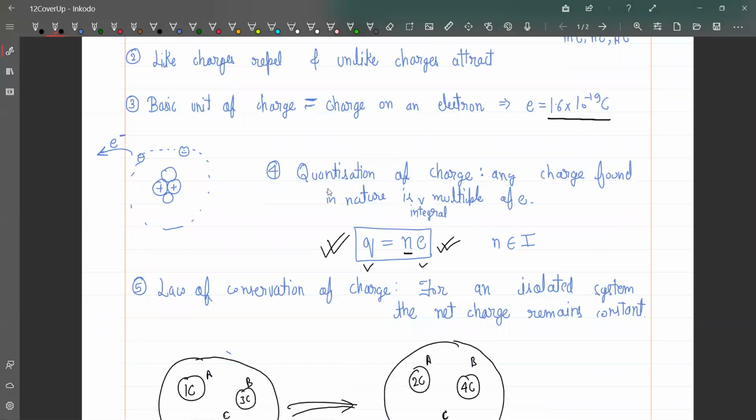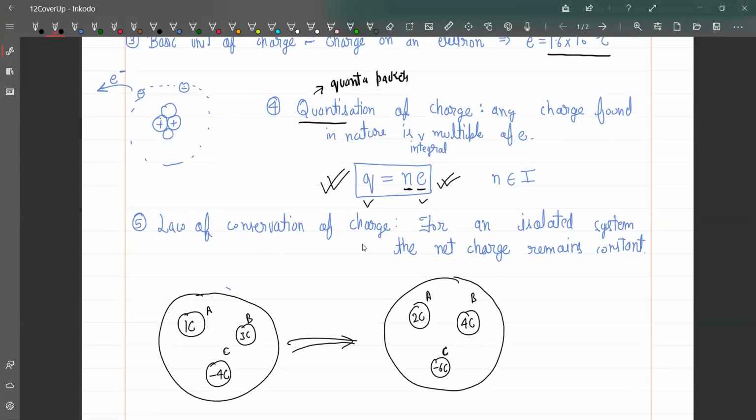Then we have the next property, quantization. Quantization comes from the word quanta, meaning packets. Once we have defined the basic unit of charge, charges can only exist in multiples of this smaller unit. So any charge found in nature is an integral multiple of e. So Q equals n e.